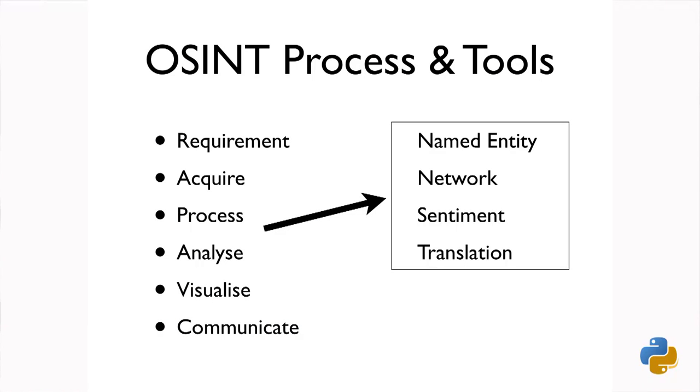In terms of the open source process and some of the tools, it starts off with a requirement. As I mentioned, open source intelligence is generally an actionable outcome, so the requirement needs to be defined. The acquisition of data and information is the first step. There'll be some processing of that, some triaging of it, analysis, visualization, and communication. That's presented as a waterfall set of steps, but obviously that wouldn't be the case in real life. There'd be iteration going on between those steps.